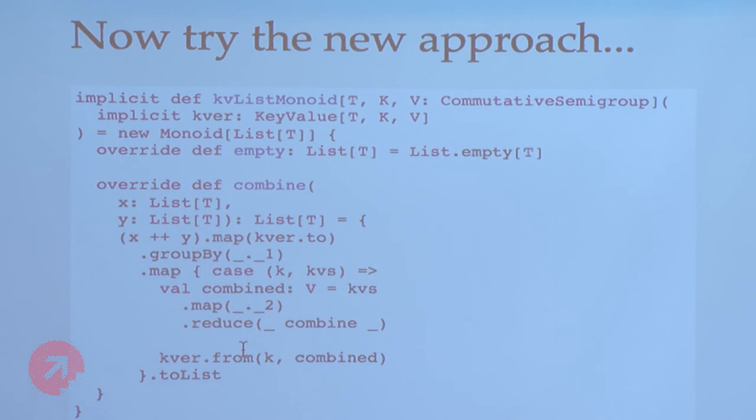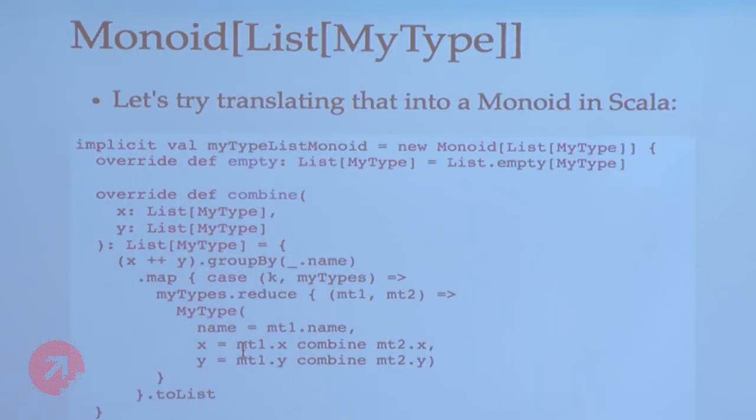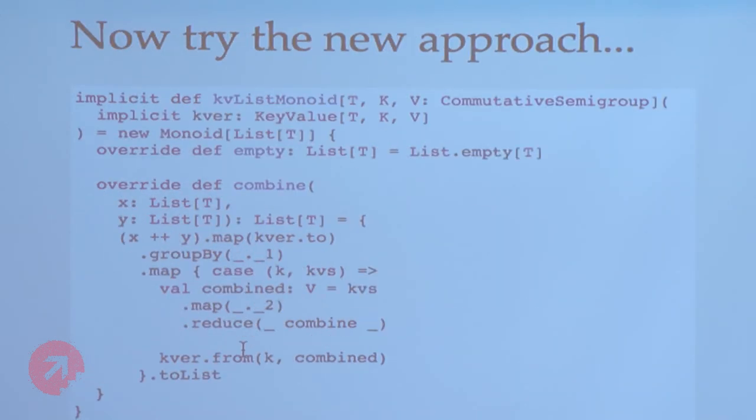I don't have this problem of defining a semigroup for a type where it's no longer commuting. And now let's try the full approach for a list, right? Not everyone's familiar with the syntax, but there's actually two different implicits here. One is the commutative semigroup, a context bound that's defined on your value V, which is usually something of values, and then an implicit parameter KV, which is a key value type class, which wraps over those functions from going to and from the KV pair. My implementation from before, which was very specific to my type, is now written against a generic T, and the instance for T for splitting into the KV pairs.